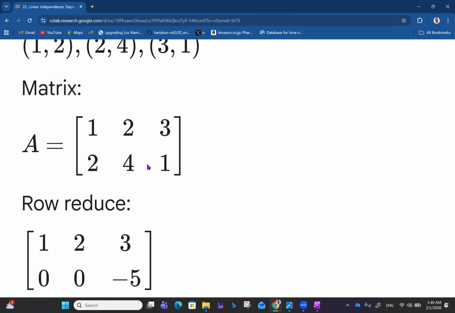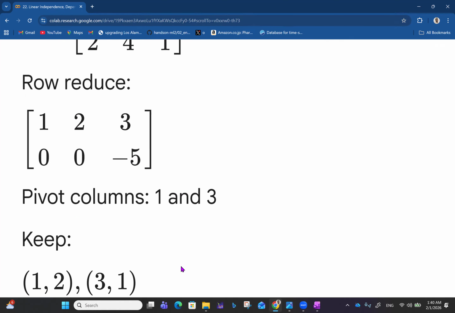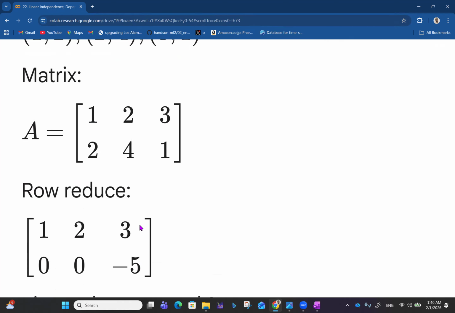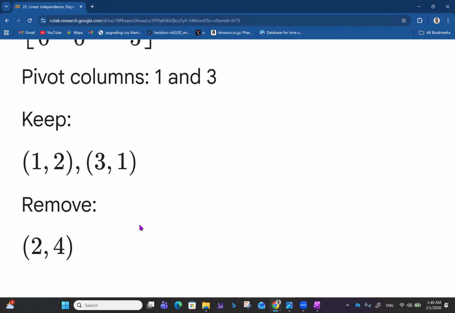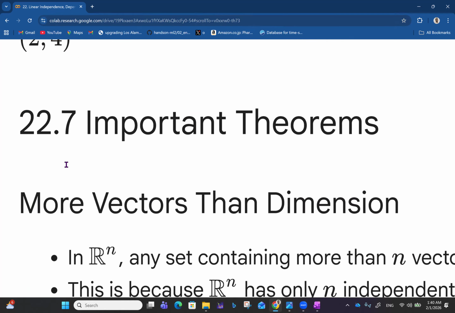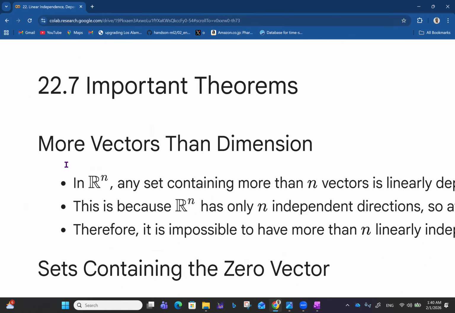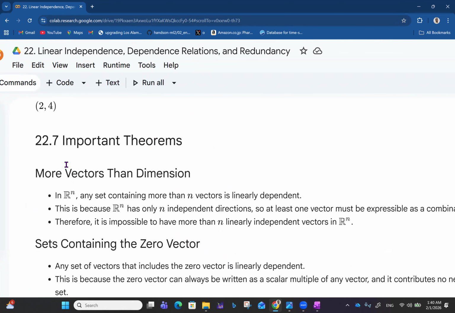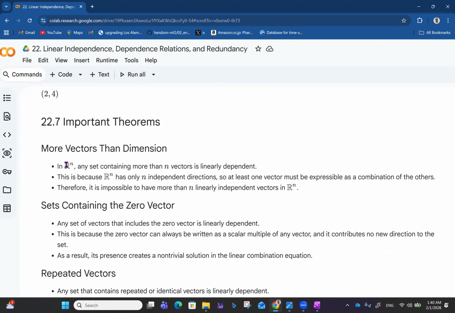So at the end of the day, you remove 2, 4, which I already knew you could remove from day one. So you are left with 1, 2, 3, 1, right? So you see that the pivot columns are 1 and 3. And then you can keep the original 1, 2, 3, 1. You remove 2, 4 because it's not adding anything new, since it is essentially 1, 2, right? So we have some important theorems that go with this whole idea of redundancy and all that. Okay, wow, this is so long.